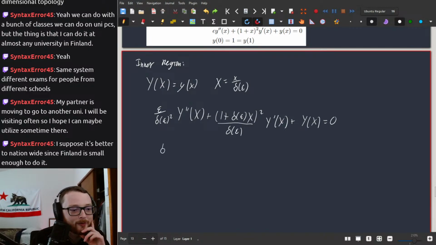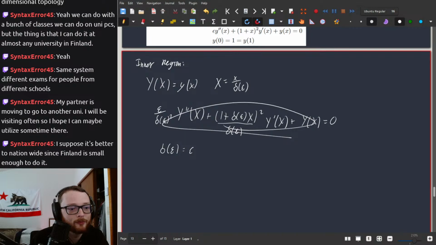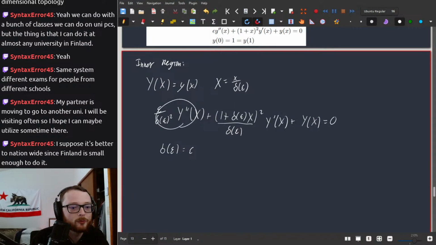I'm just going to say that delta of epsilon equals epsilon, so I really don't feel like thinking about it that hard. And I think it does give the proper balance. Because as epsilon goes to 0, we want these two things to behave about the same, and that would give us what we want.